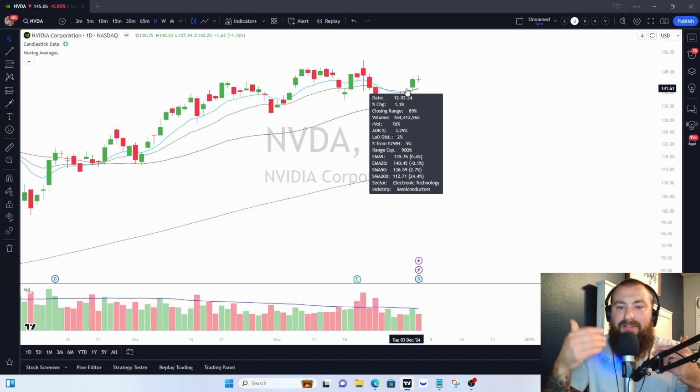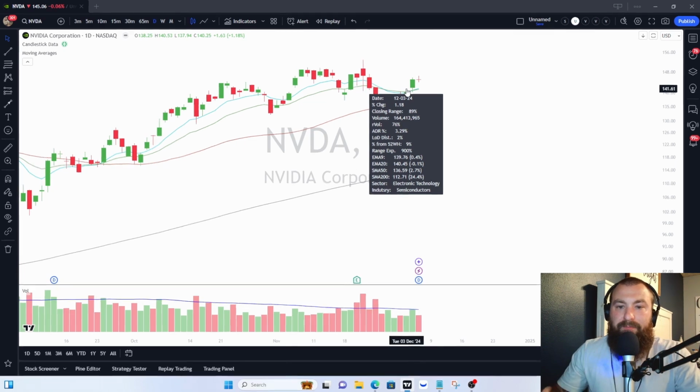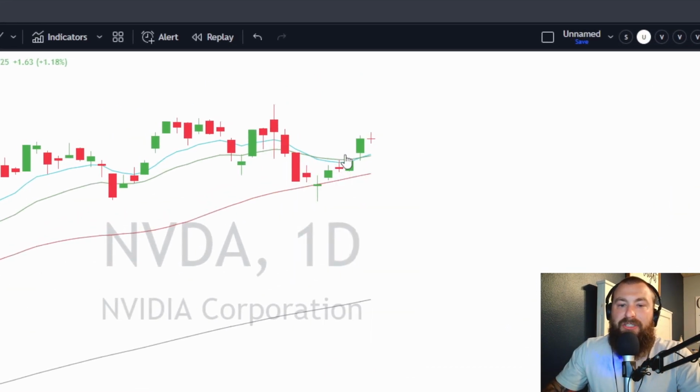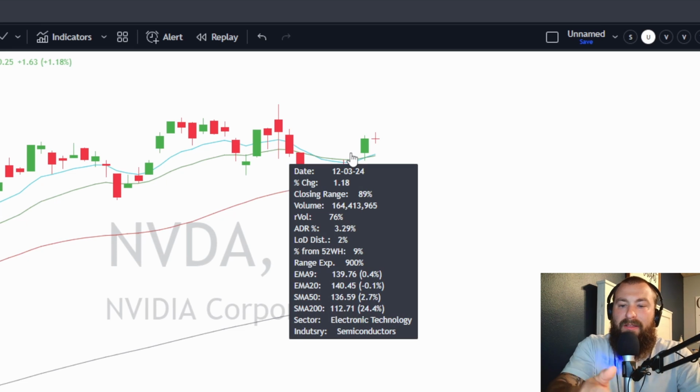Something else I like to implement into my trading is on the day that I buy, I want to make sure that it's closing within 30% of the high of the day. So here you can see I have closing range. That closing range will show the distance. So for here, this closed 89%, which is fantastic. I needed to close above 70%. That's that 30%. So I hope this helps.